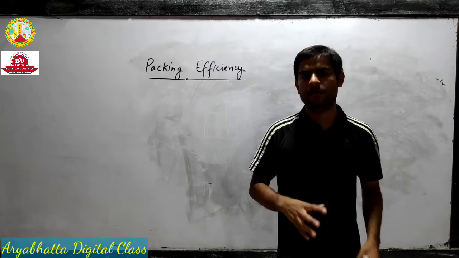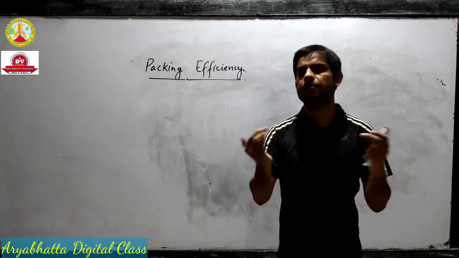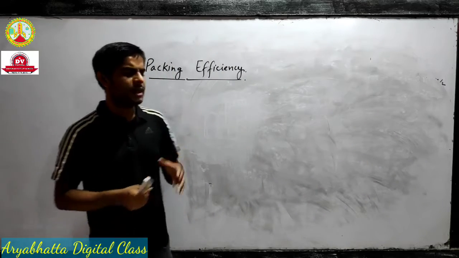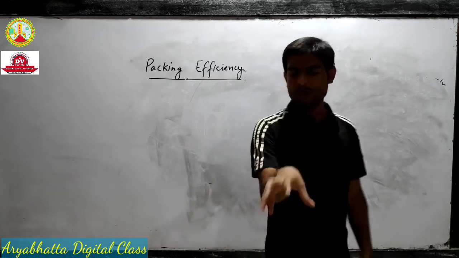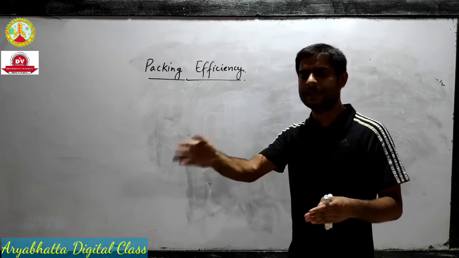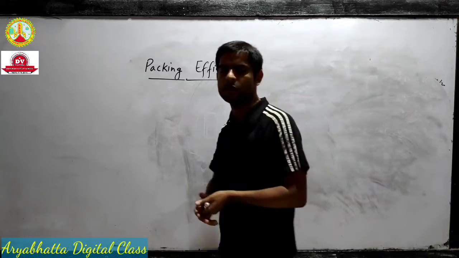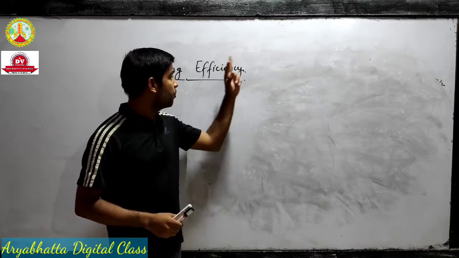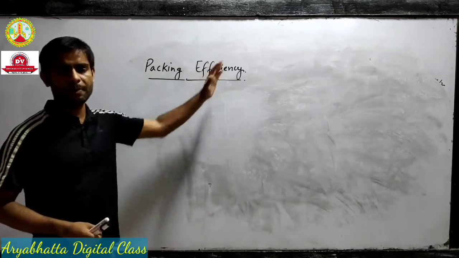So there will be a part occupied by the real spheres, real atoms, and the rest of the part will remain as void. We have the face centered cubic lattice, the body centered cubic lattice, and the primitive unit cell. We will see which one has a more efficient packing structure or packing arrangement.